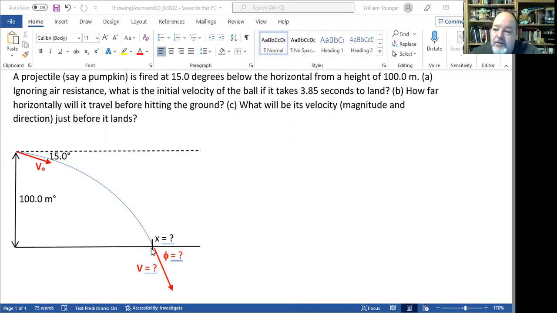So they want to know X, this distance from right below where the pumpkin was fired to right where it hit the ground, and then see what will be its velocity, the magnitude and direction just before it lands. So I'm asking what's the magnitude of this vector, and maybe what's this angle, which is the angle below the horizon, because we expect it's going to be at that angle. Of course, the farther it falls, the closer it gets to falling vertically, because basically vertical is when the vertical component of velocity is infinitely larger than the horizontal component of velocity, which of course never happens, but it gets closer and closer to that.